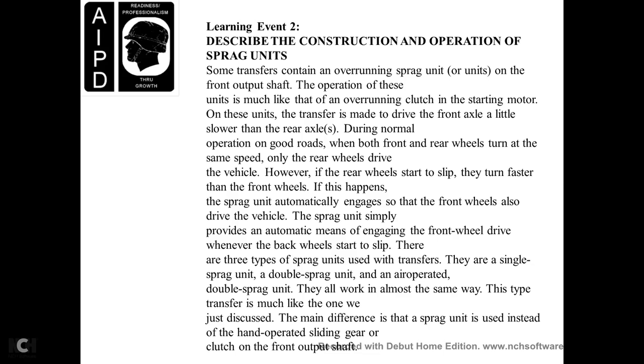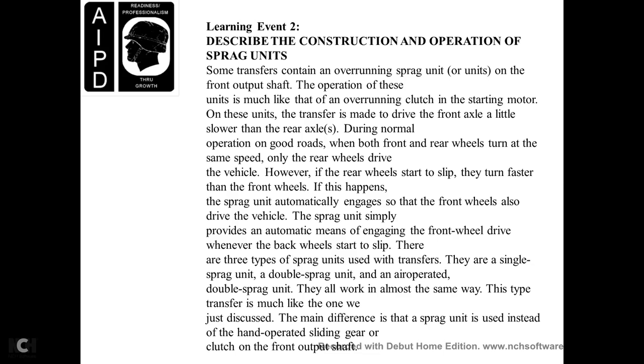On good roads, both front and rear wheels turn at the same speed, so the vehicle is in rear wheel drive only. However, when the rear wheels start to slip, they turn faster than the front wheels. When that happens, the sprag unit automatically engages the front wheel drive of the vehicle. The sprag unit simply provides an automatic means of engaging front wheel drive whenever the back wheels start to slip. There are three types of sprag unit in the transfer: the single sprag unit type, the double sprag unit type, and the air operated double sprag unit type. They all work almost the same way.